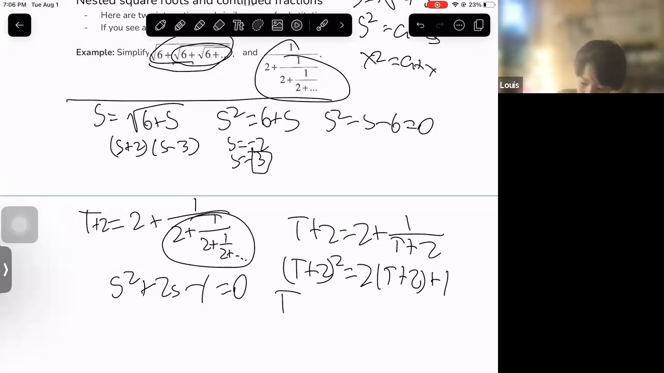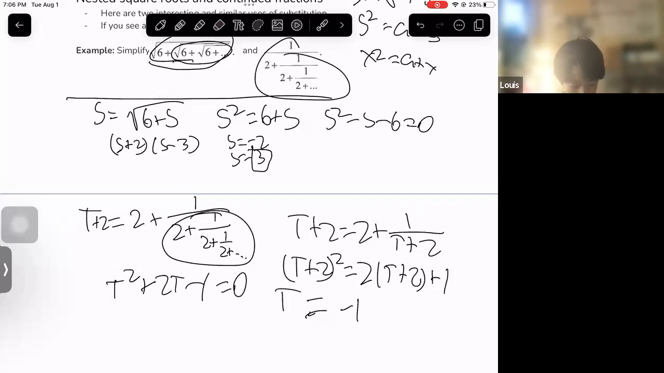T squared plus 2T minus 1 equals 0. So not S squared, T squared. So T, using the quadratic formula, will just equal negative 1 plus or minus root 2. But since this must be positive, we can't have the negative. So it would just be negative 1 plus root 2. Questions?